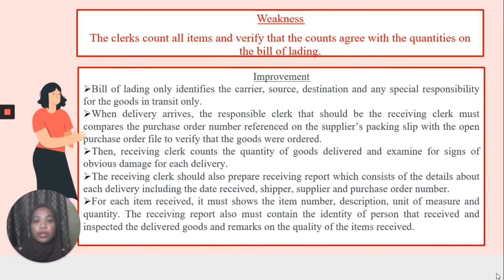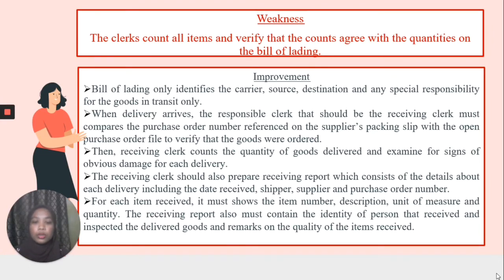The fourth weakness is by referring to the second sentence of the last bullet in the questions, where the clerks count all items and verify that the counts agree with the quantities on the bill of lading. Bill of lading only identifies the carrier, source, destination, and any special responsibility for the goods in transit only.